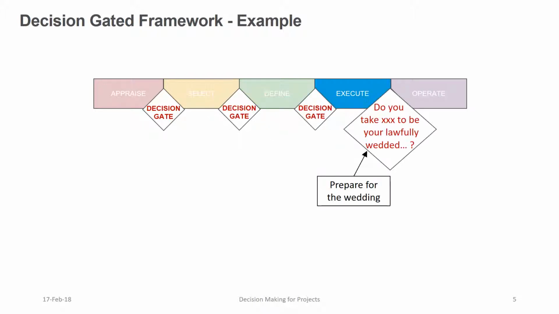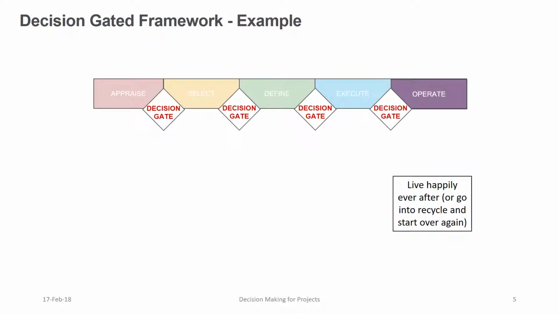The execute phase is about preparing for the wedding, agreeing a date, finding a venue, organising caterers, inviting guests, arranging florists, etc. All being well, that leads to the marriage vows and, hopefully, a full and happy life afterwards. If not, there is always the option to go into recycle and start over again.